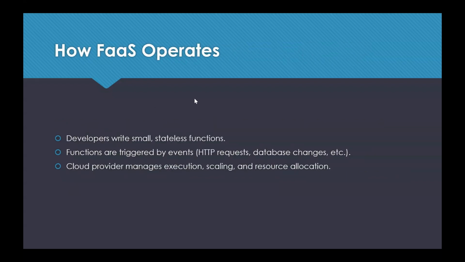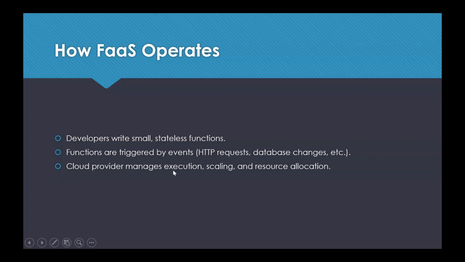Now let's see how function as a service operates. First, developers write a small, stateless function and deploy it to the cloud provider, the function as a service provider. Functions are triggered by events, which can be an HTTP request, database changes, or a schedule trigger, or something like that.